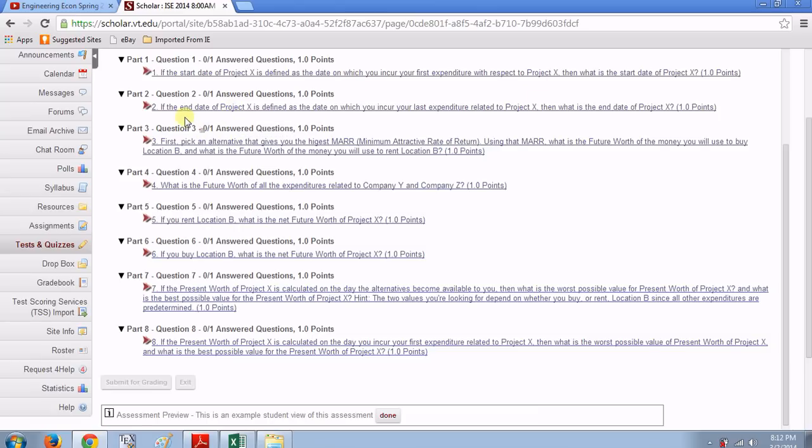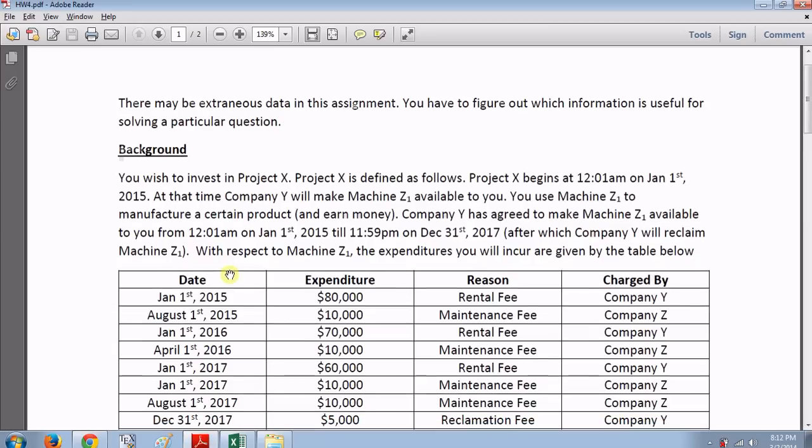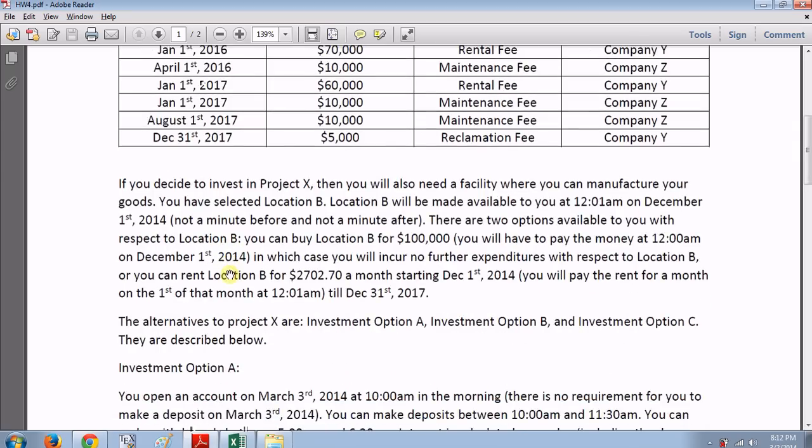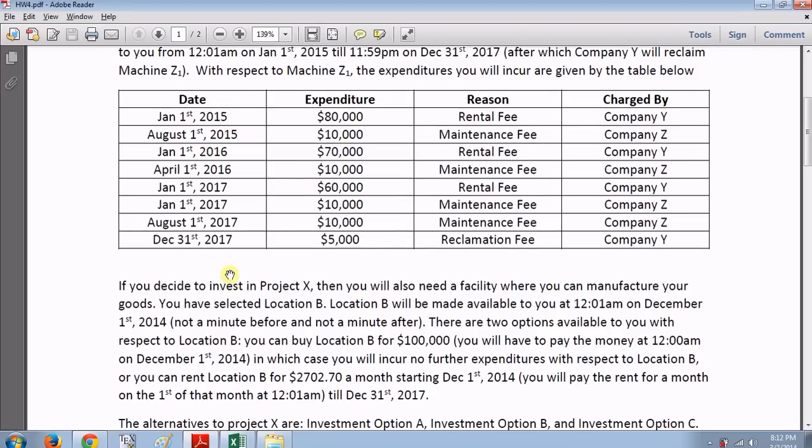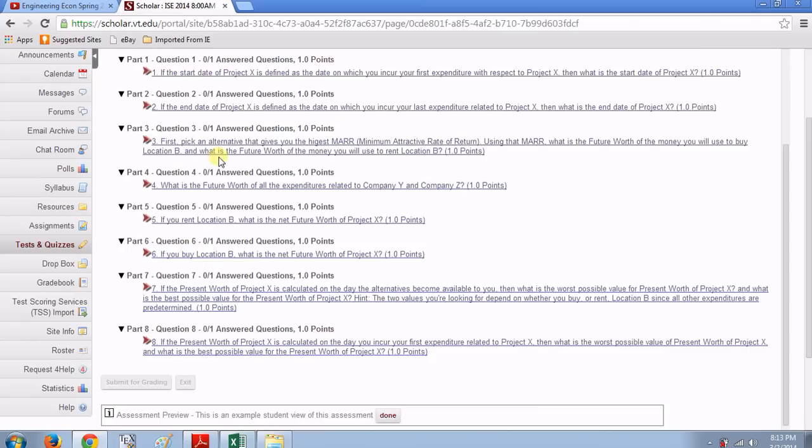Alright, now what is question 2? If the end date of Project X is defined as the date on which you incur your last expenditure related to Project X, then what is the end date of Project X? Okay, now here's the fun part. Alright, so if you skim through the data all over again, you can see that there are a few expenditures in 2017. In fact, one last expenditure on December 31st, 2017. There's no other expenditure that occurs after December 31st, 2017. So that answer should be pretty easy for you.